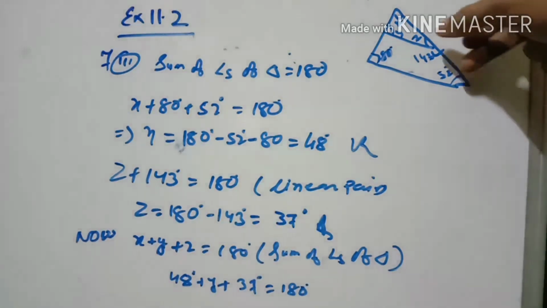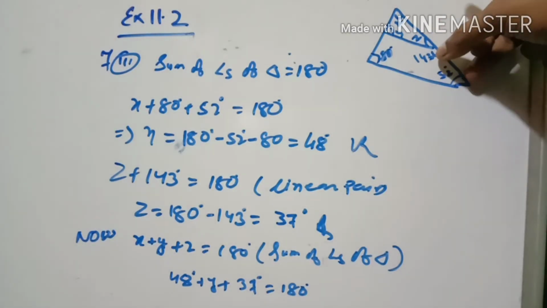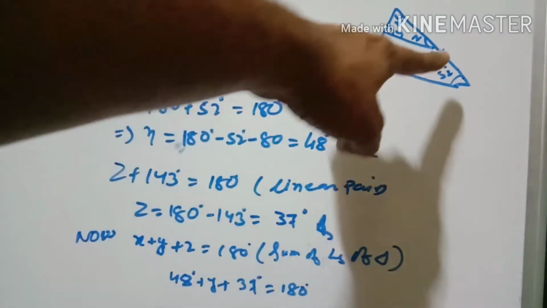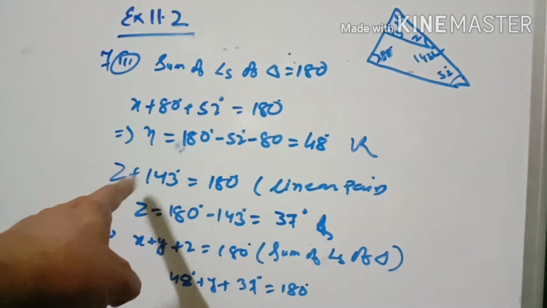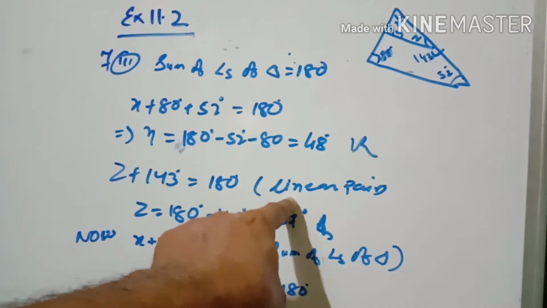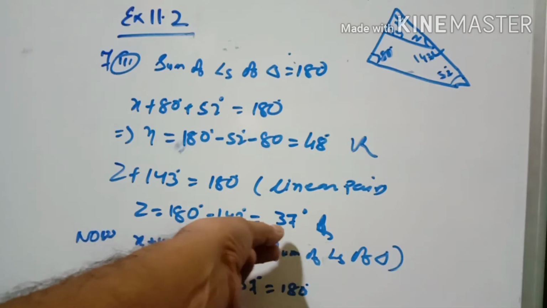Now here you see this line is creating a straight line, so it will be a linear pair. Z and 143 are forming a linear pair, means adjacent linear pair. So therefore z plus 143 degree equal to 180 degree. It will form a linear pair. Therefore value of z will be 37 degree.